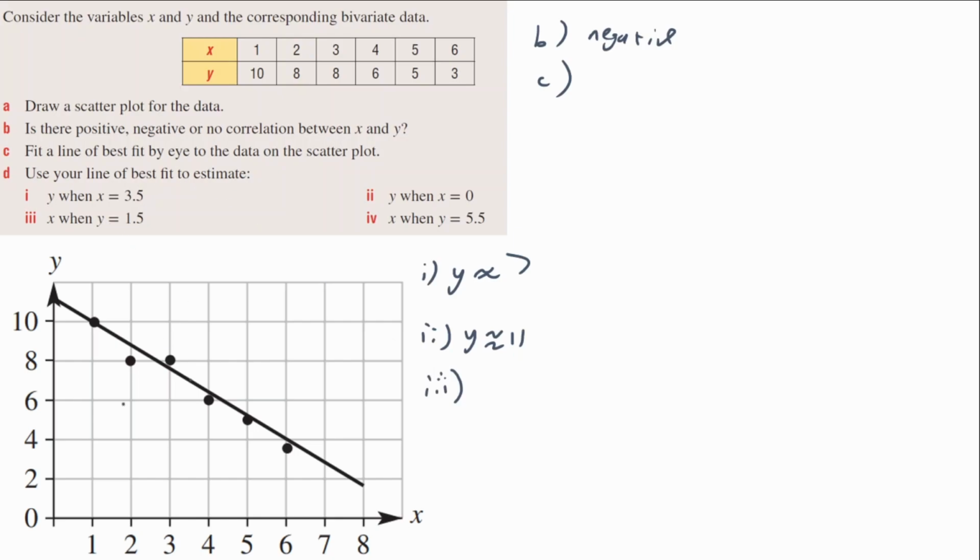X when Y equals 1.5. So Y equals 1.5 is around here. I would say that's around there. So I'd say about 9.1. And part 4, X when Y equals 5.5. That's around there. So I would say this should be an X, I'll fix that up. That should be X is around 5. Alright, so give yourself a tick for each one you got correct there.